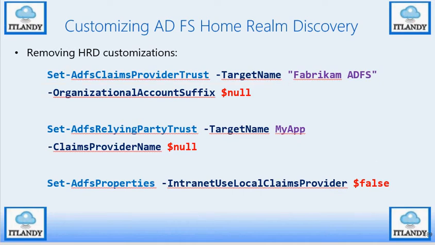Last is removing the HRD customization. If you choose to remove it, these are the commands to remove them. Set-AdfsClaimsProviderTrust, target domain, org to nil, and then the same thing applies to Set-AdfsRelyingPartyTrust, target name my application, claim provider to nil. And the last is if you want to set the local provider to false, which means no local AD.